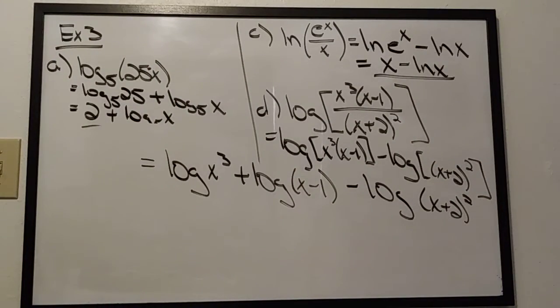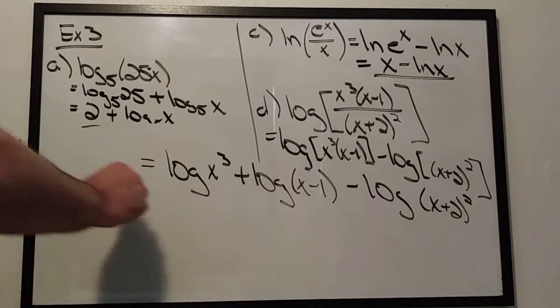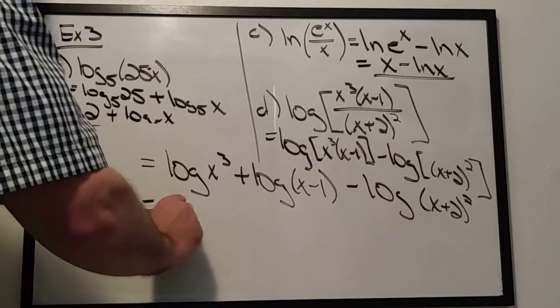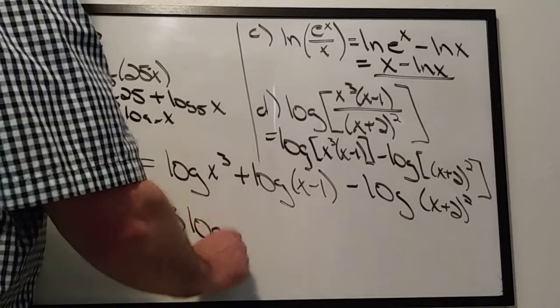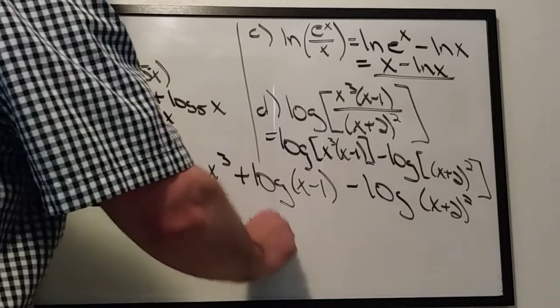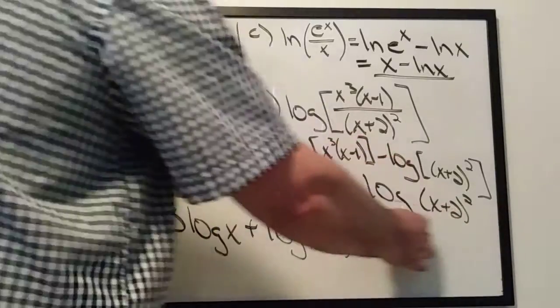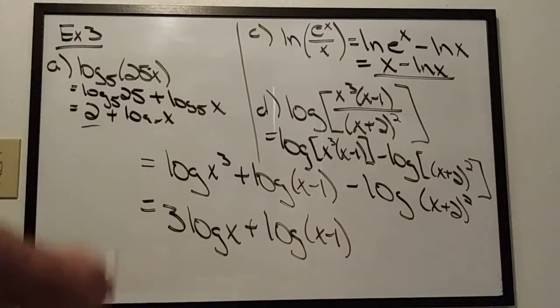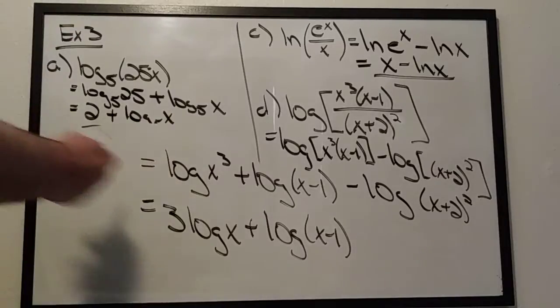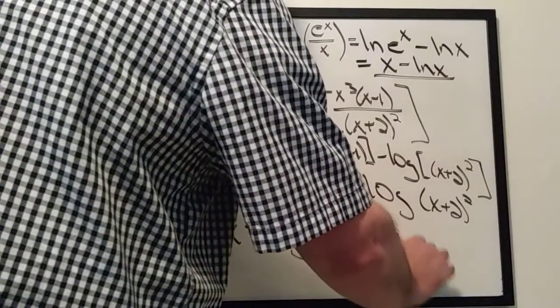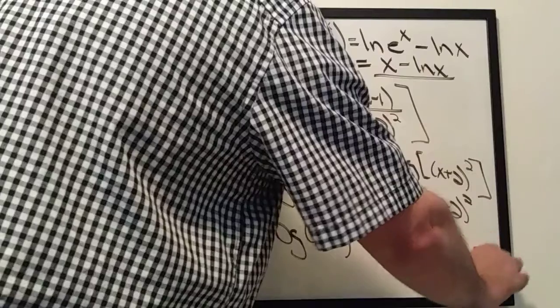Remember in our directions, though, that it said express powers as factors. So I can't leave this x to the third as it stands. Anytime I have a log of a power piece, I can bring that power down in front. So let's go ahead and do that. Bring the power down in front. We have 3 times log of x, then we have plus log of x minus 1. And then over here, I have the same thing going on. I have a power there, an exponent of 2. That exponent of 2 can go down in front. So it's going to be minus 2 log of x plus 2.